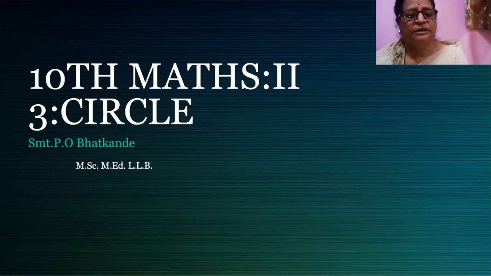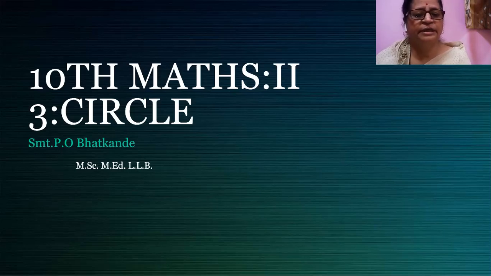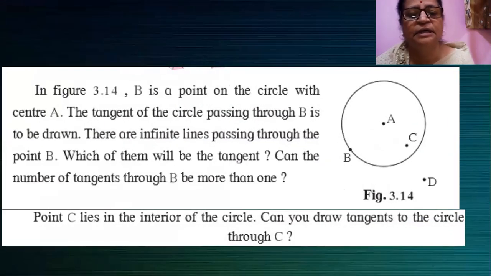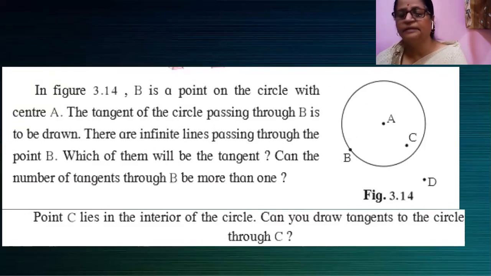Today we are going to take more information regarding circle. Before this, we have studied some circles, in which we have seen the chord, center point, etc. In this figure, you can say that A is the center of the circle, B is a point on the circle, C is a point inside the circle, and D is exterior to the circle. So we have to see this B point.